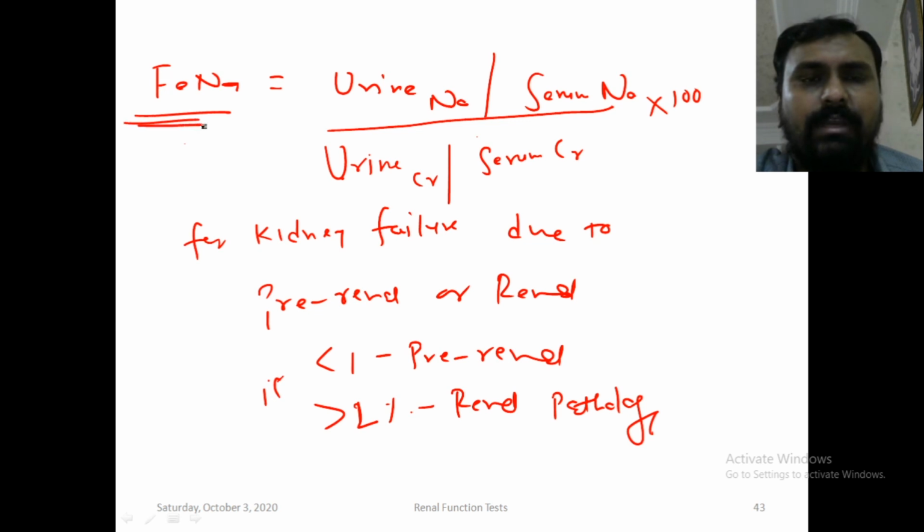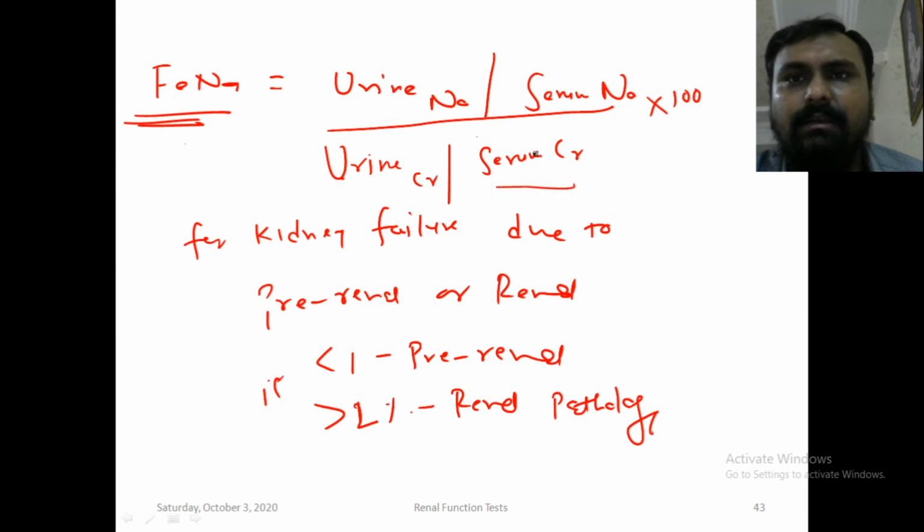Now the fractional excretion of sodium, that is urine sodium divided by serum sodium, divided by urine creatinine divided by serum creatinine, into 100. It will help us identify whether the kidney failure is due to a pre-renal cause or a renal cause. This ratio is less than 1 in pre-renal conditions and greater than 2 in case of renal pathology.